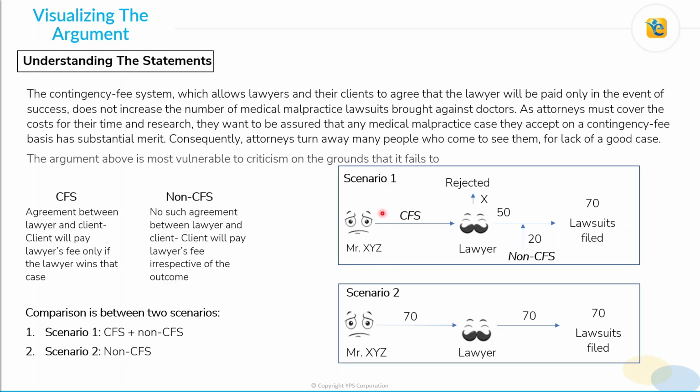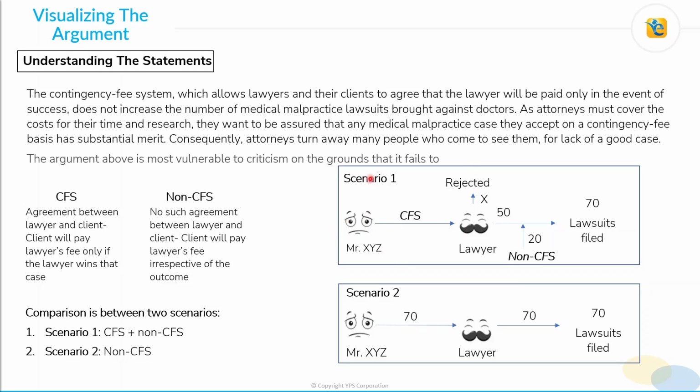Alright, so Mr. XYZ wants to file a case and he approaches the lawyer. Right, so under CFS, he approaches the lawyer. Now we know that the lawyer may accept the case or may reject the case. So the lawyer takes his decision. In case the case is accepted, then the lawsuit is filed, otherwise it is rejected. Now in this case, we also have some non-CFS cases.